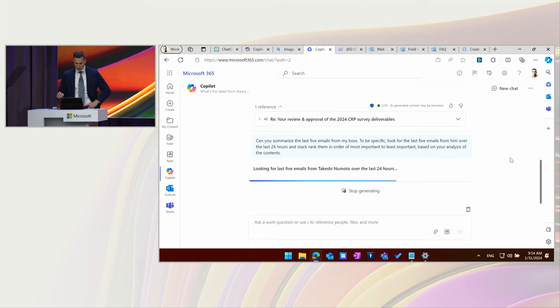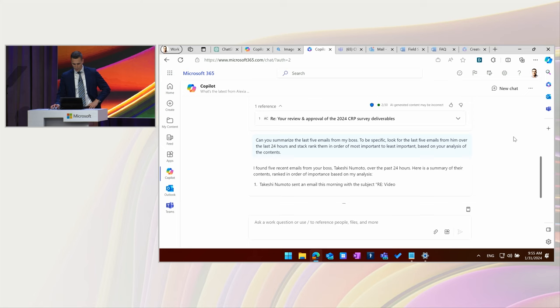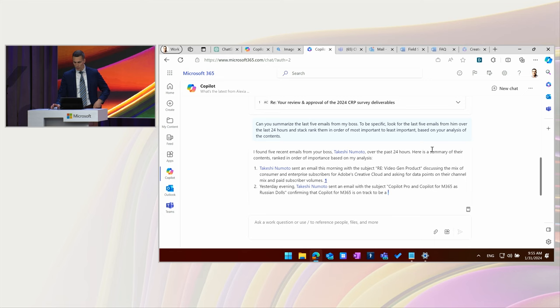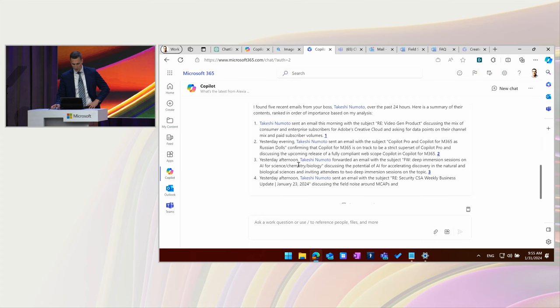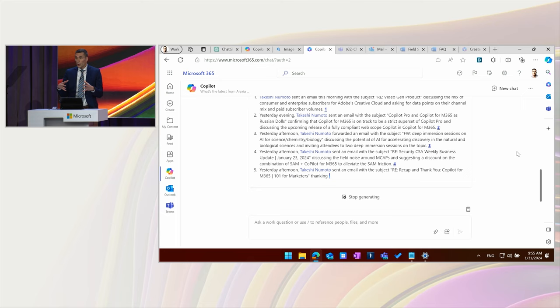And if and when it finds that email, it understands my boss's name is just Merle. He's the chief marketing officer here at Microsoft. And it says, I did find 5 recent emails from your boss for the past 24 hours. Here's a summary. He sent an email with a subject related to the product. We're talking about video generation right now. He sent an email about Copilot Pro, Copilot for Microsoft 365. That should not surprise you at all. He sent something about some deep immersion sessions with you and I, AI for science, chemistry, biology, and it looks like we have some security work that we're doing.